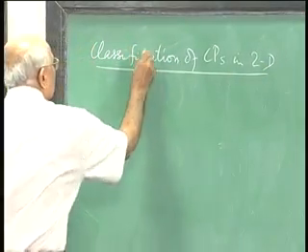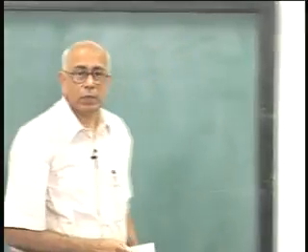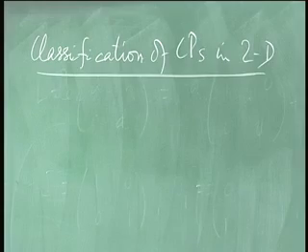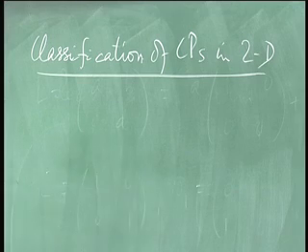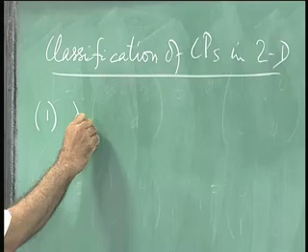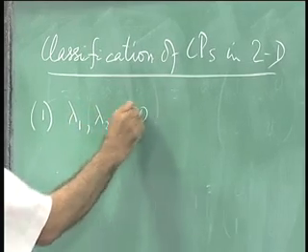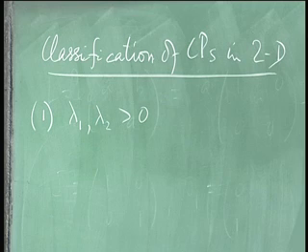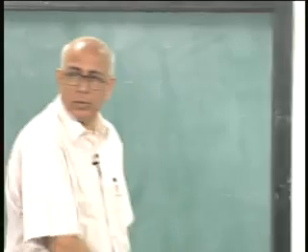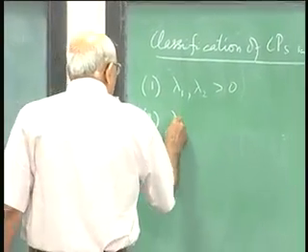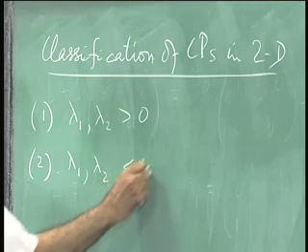So I classify all the possible critical points in 2 dimensions in the xy plane. The first possibility is that lambda 1, lambda 2 are greater than 0, 2 real eigenvalues both positive. Now let us list all the possibilities and then look at pictures to see what happens. The second possibility is lambda 1, lambda 2 less than 0.